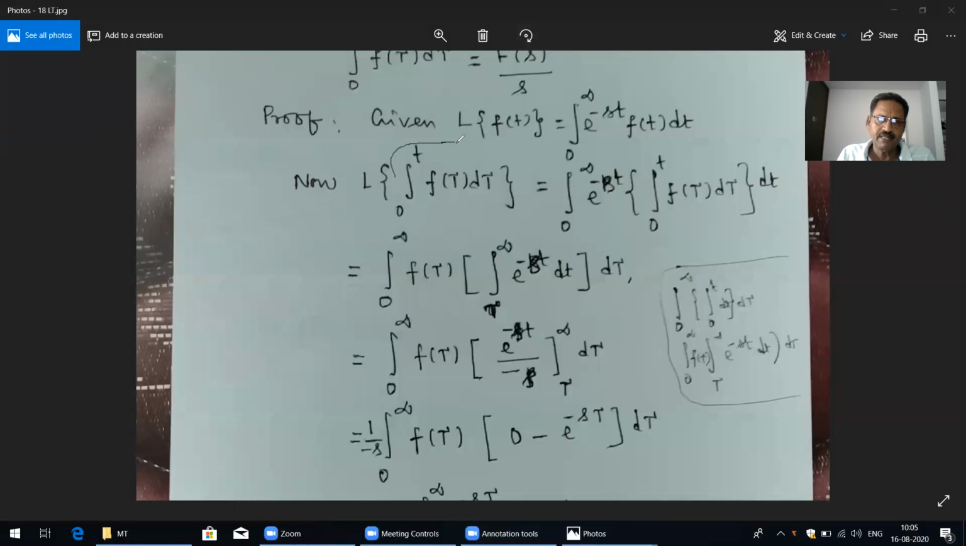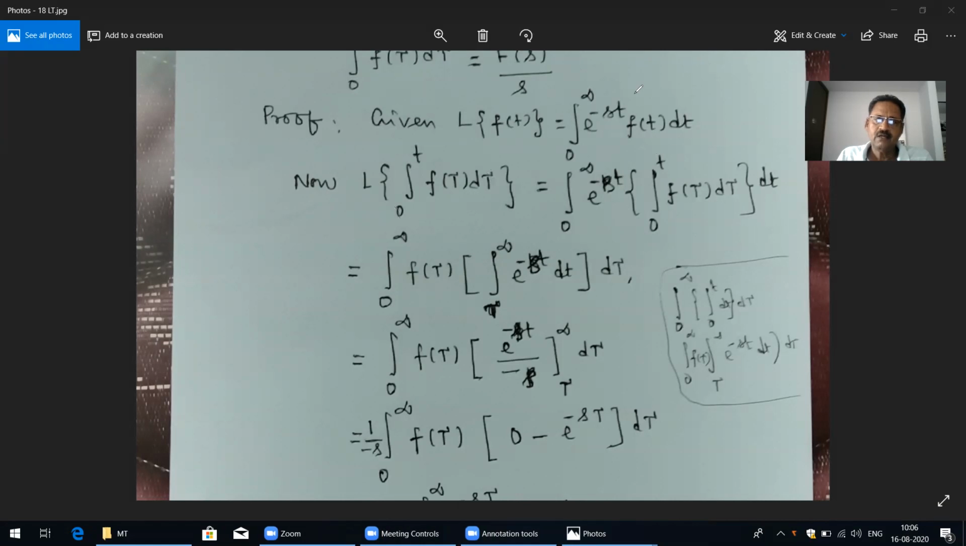This is f of t here now. This is f of t. You replace f of t. Here we just have to replace the value f of t by this value. The Laplace transform of the integral from 0 to t of f of tau d tau equals the integral from 0 to infinity of e power minus st times the integral from 0 to t of f of tau d tau dt, you write here. Is it clear?